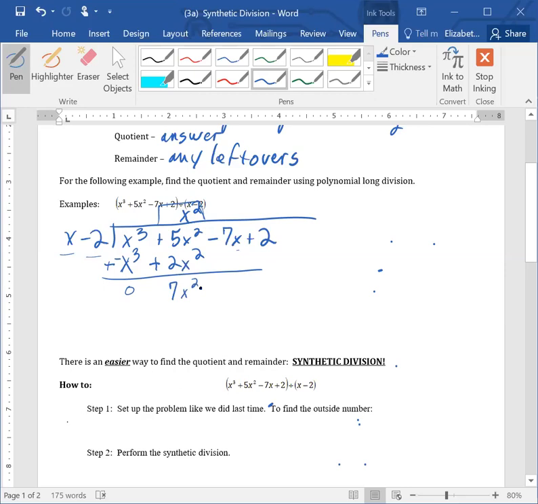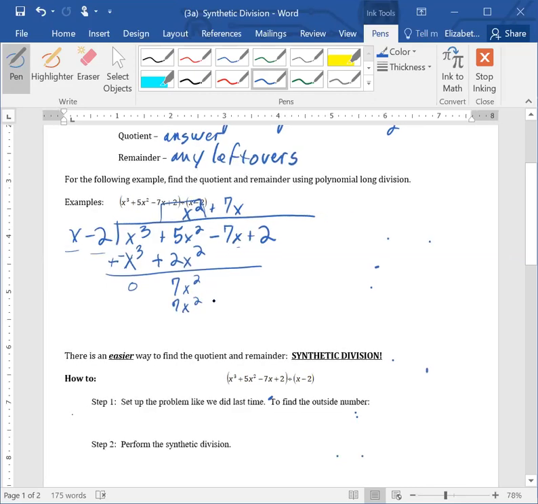All right, and then we look and we say, what times x gives me 7x squared? Or x goes into 7x squared how many times? And the answer to that is going to be a positive 7x. All right, 7x times x is 7x squared. 7x times negative 2 gives me a negative 14x. Don't forget, we need to bring this down. So minus 7x. All right, and then we're subtracting.